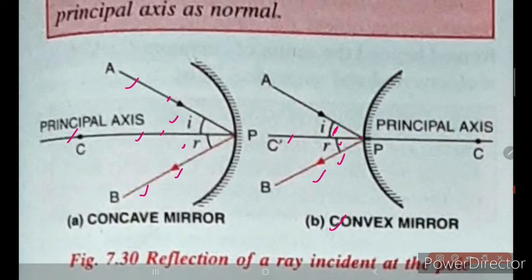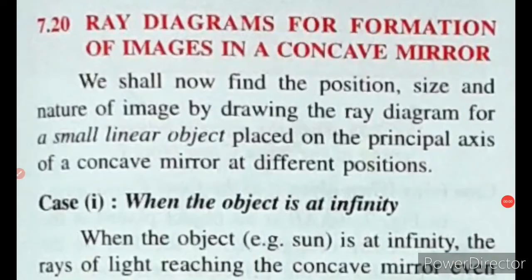So these were the 4 convenient rays, which we shall be using to draw the ray diagrams for different cases, both for convex mirror and concave mirror. Ray diagrams for formation of images in a concave mirror. We shall now find the position, size and nature of the image by drawing the ray diagrams for a small linear object placed on the principal axis for a concave mirror at different positions.